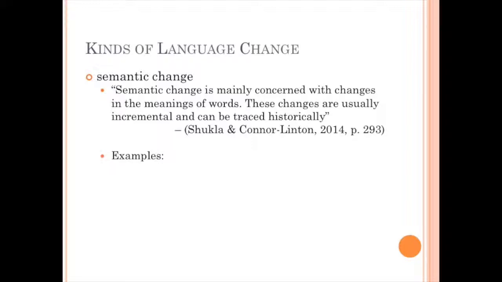So let's have some examples of different kinds of semantic change. Broadening is when the range of meanings increases. For example, these days I can hear the word random being used not to mean just by chance, but that was unexpected. So that would be an example of broadening. The range of meanings of this word has increased.